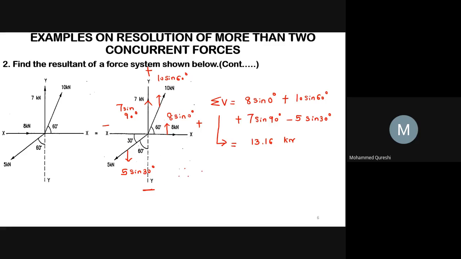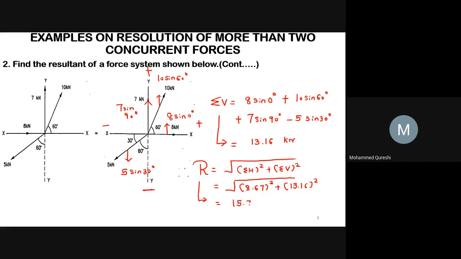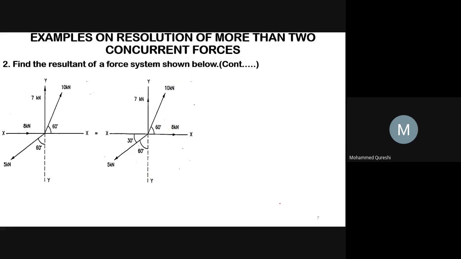Now we may easily calculate the resultant of the force, that is capital R equals under root of sigma h square plus sigma v square. Put the values of sigma h and sigma v as obtained earlier. So sigma h is 8.67 square plus sigma v is 13.16 square. So you will get capital R as 15.76 kilonewton.